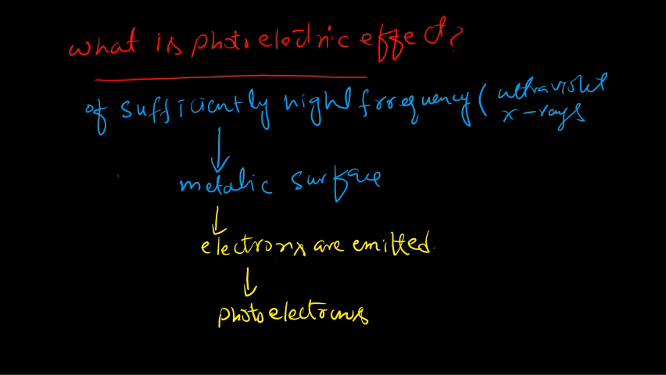So we can say that when electromagnetic radiation of sufficiently high frequency, like X-rays and ultraviolet, falls on the metallic surface, as a result electrons are emitted. These electrons are called photoelectrons, and the effect is known as the photoelectric effect.